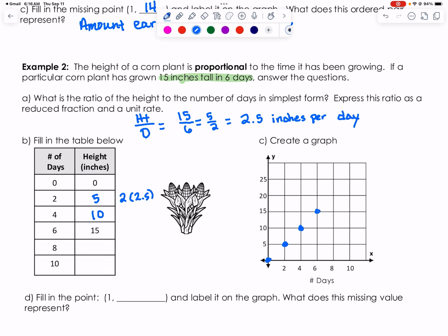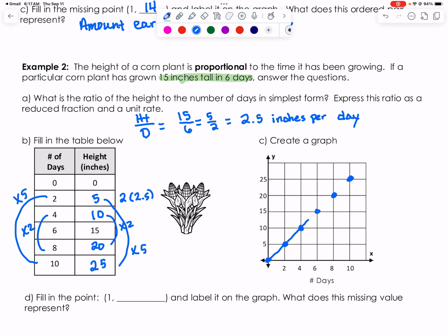Now for 8 days, I could double the 4 days to get 8 days. So I double the 10 inches to get 20 inches. So for 8 days, I would have a height of 20 inches. Now for 10, I could do 2 days times 5, because 2 times 5 is 10. So I would do 5 inches times 5 to get 25 inches. So for 10 days, 25 inches.